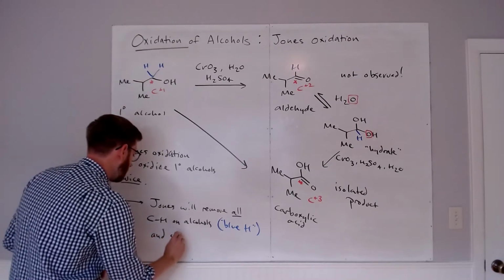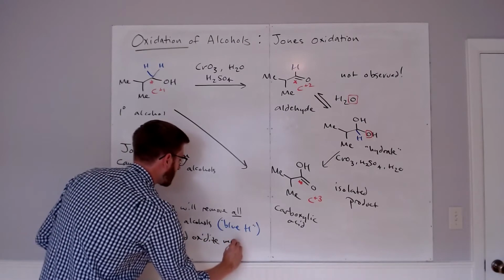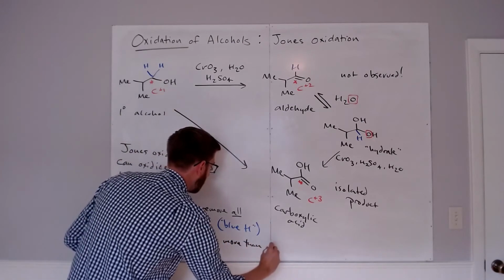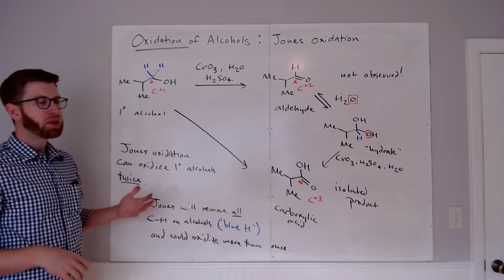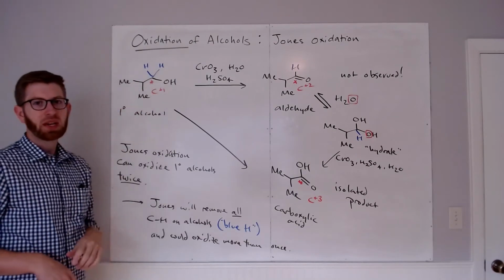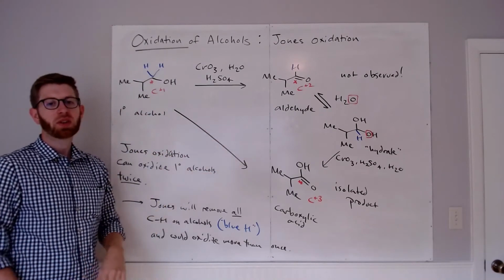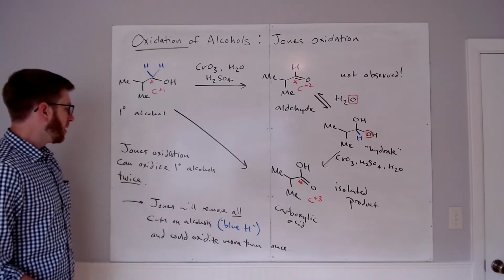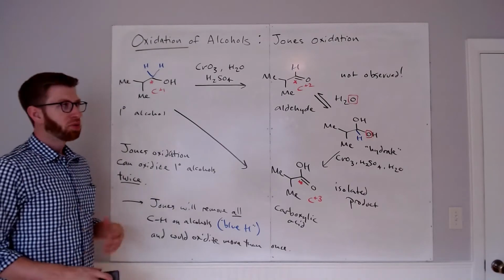And could oxidize more than once. Right, so just to reiterate, this is part of the reason why drawing these hydrogens that are a part of the alcohol group in is so important, is that it allows you to predict what the Jones oxidation is likely to do. So to summarize all of this, let's look at a practice problem.